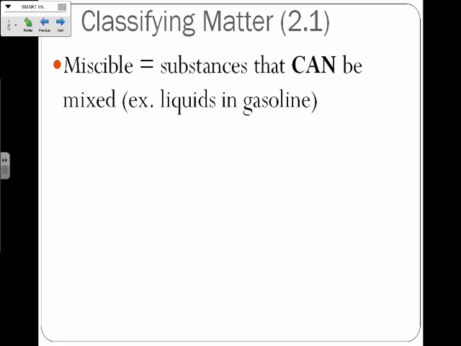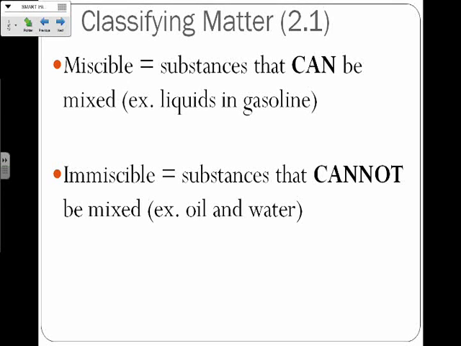Now, we need to talk about some vocabulary that goes along with mixtures. The first one is the word miscible. Miscible means that substances can be mixed. So, for example, the liquids in gasoline, how they can all be mixed together and it looks like one substance, but it's actually a homogeneous mixture. That would mean those liquids are miscible.